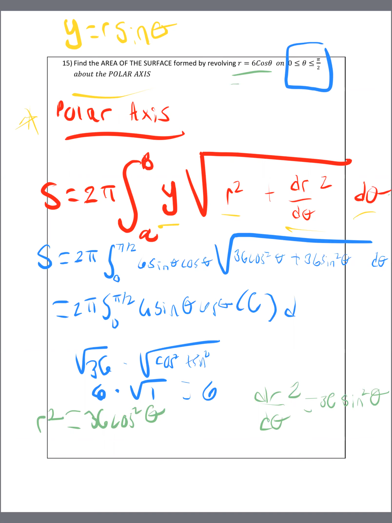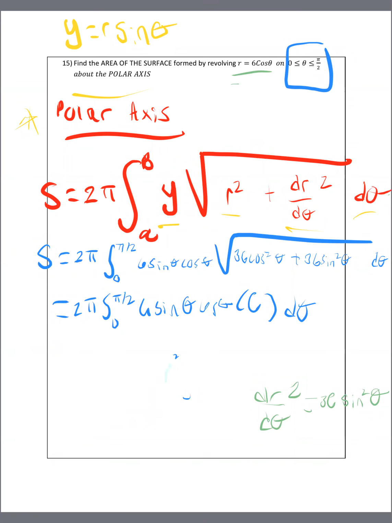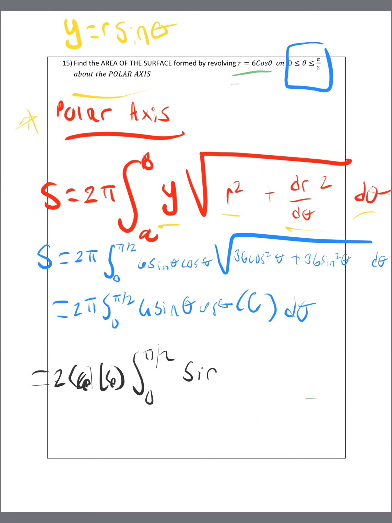So at this point, when you're integrating, it's always important to remove all those numbers inside the integral to the outside because you want to avoid them. And for this particular problem, when you remove them to the front, you end up getting 2 times 6 times 6 because there were 2 6's inside. The integral from 0 to pi over 2. And all we have left to integrate is sine of theta times cosine of theta.